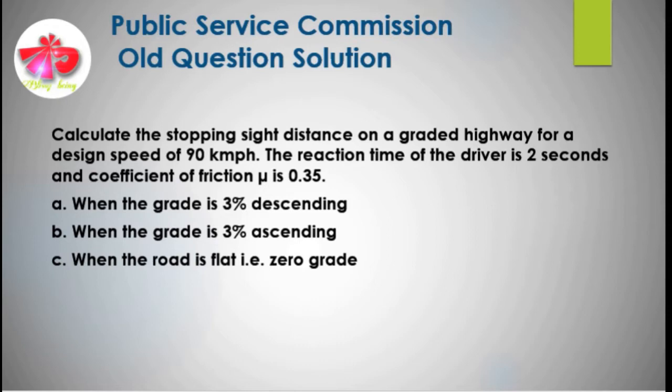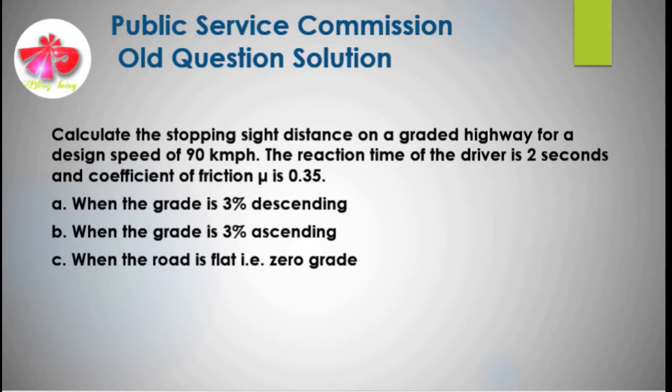So here we need to calculate the stopping sight distance on a graded highway having a design speed of 90 km per hour, with a driver reaction time of 2 seconds and a coefficient of friction of 0.35, for three cases: gradient 3% descending, gradient 3% ascending, and gradient 0, that is, the flat road.